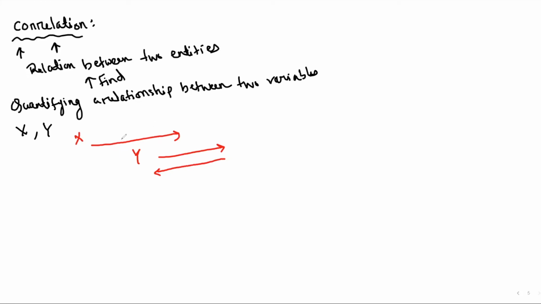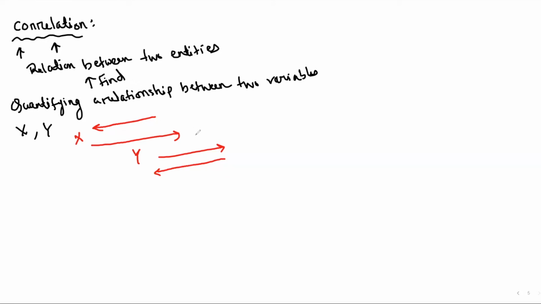Similarly, if x decreases, does y increase or decrease? So we need to find out the relationship. This is correlation. We're trying to find out the relationship between two entities. That's the term used, correlation. Whether the two values are correlated means we're trying to find out the relationship between two variables. If one increases, does the other also increase, or if one decreases, what is the impact on the other variable? So that is correlation.